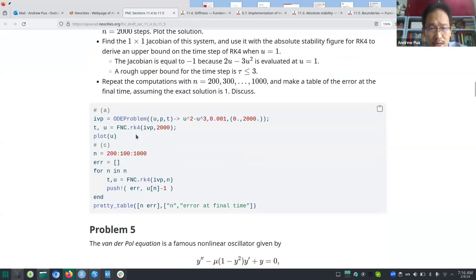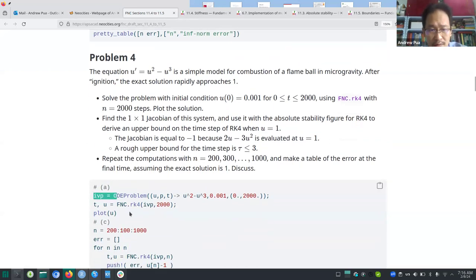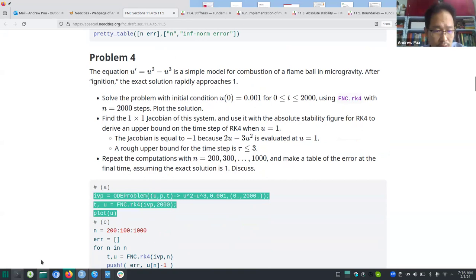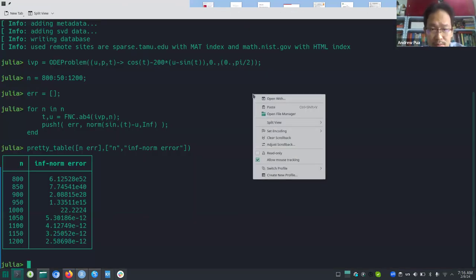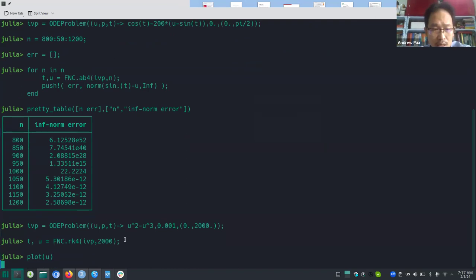So the first part is relatively easy. You just have to use RK4. And let me just show you that in Julia. So set up the ODE problem accordingly, and then use the built-in RK4 from FNC. You want 2,000 time steps. And if you plot u, let's see.